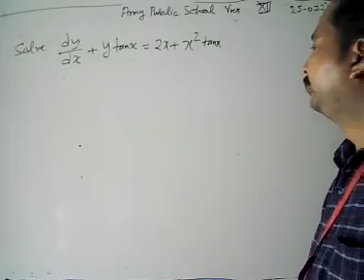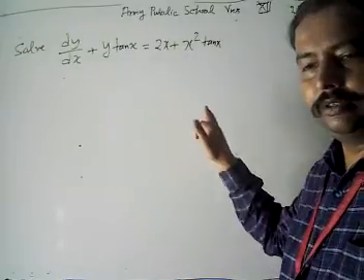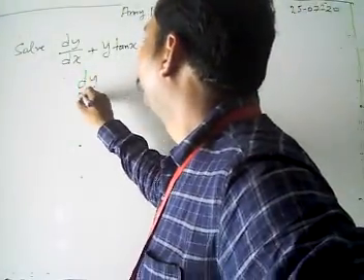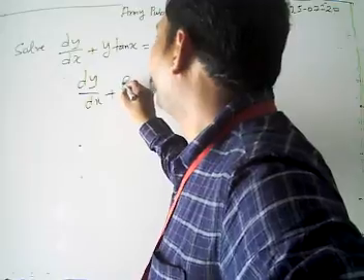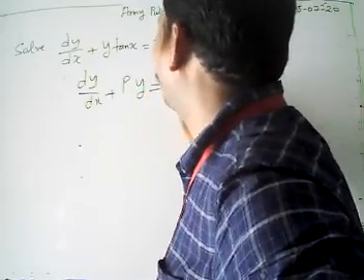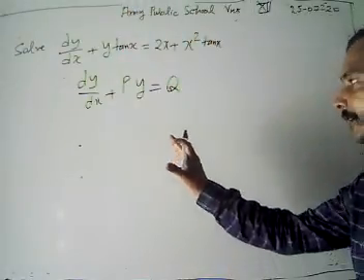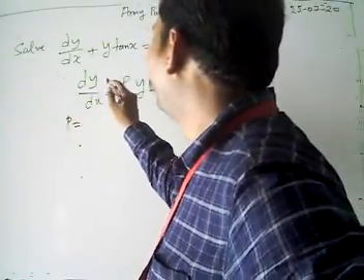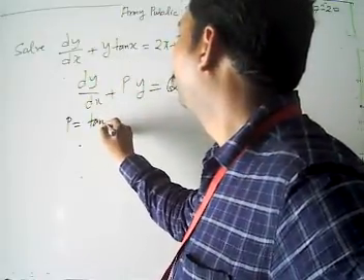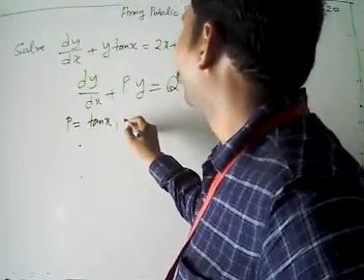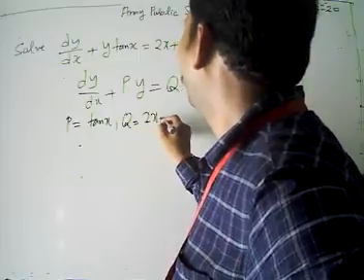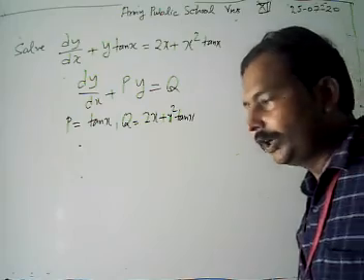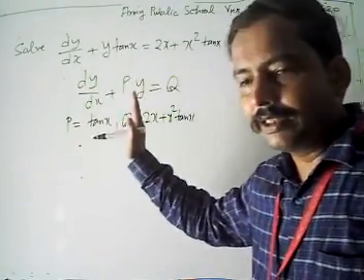Then lastly, it's a linear differential equation of the form dy/dx + Py = Q. Then what is the value of P? We get P as tan x. Comparing with Q, we get 2x plus x square tan x. Now we have P and Q, and it is in the standard linear form.